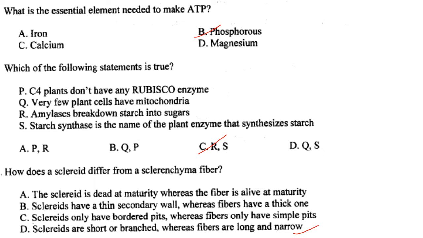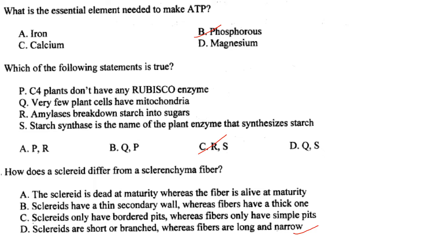That is not true, because in C4 plants rubisco occurs in bundle sheath cells, whereas in C3 plants it is in the mesophyll cells. Then very few plant cells have mitochondria. That is also not true. Mitochondria are present in most plant cells. Then amylases break down starch into sugars. That is correct. So R is correct. And starch synthase is the name of the plant enzyme that synthesizes starch. So S is also correct. So answer is R and S.